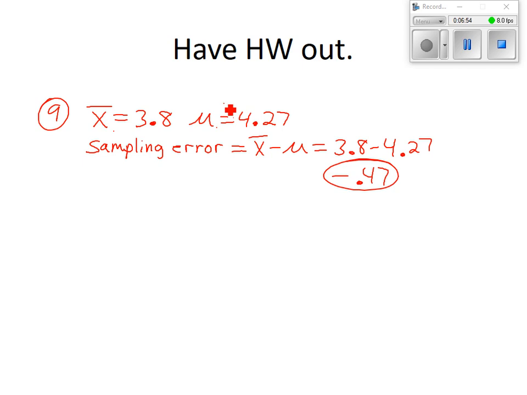Again, I'm not sure when you're ever really going to know the mean of the population and the mean of the sample when we're doing most of this stuff, but that's what sampling error is. 10, 11, and 12 are the same thing, so I'm skipping over those.